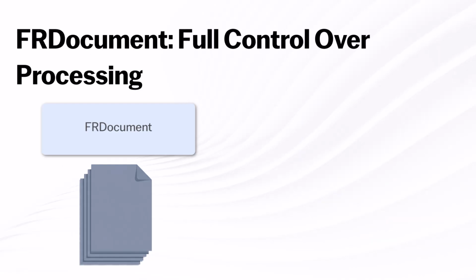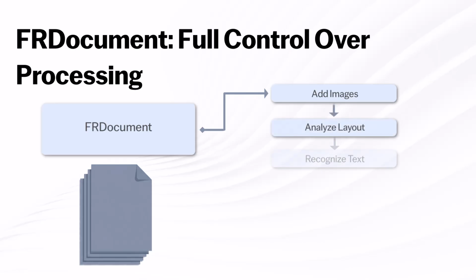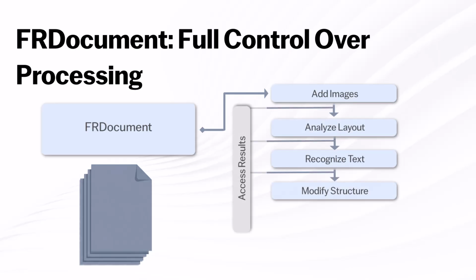The FRDocument object represents a document within the engine's memory and provides methods for every stage of the lifecycle: adding images, analyzing layout, recognizing text, accessing results, modifying the document structure, and exporting to various formats. This approach offers maximum transparency because we have direct access to the internal document model.